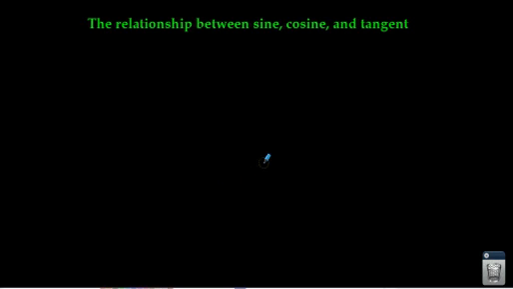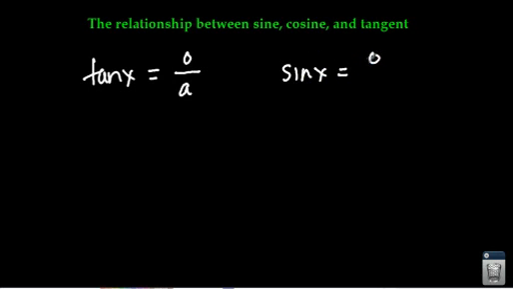Alright, so before we start looking at the graph of tangent, we need to talk about the relationship between sine, cosine, and tangent. If you remember, tangent of some angle is equal to the opposite over adjacent. Sine of some value is equal to the opposite over the hypotenuse, and cosine of some angle is equal to the adjacent over the hypotenuse. So basically, what you're going to notice is tangent is the only one without hypotenuse in it.